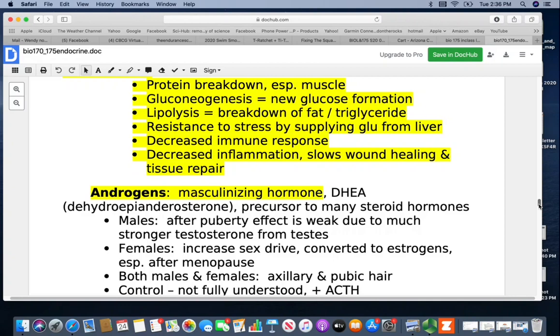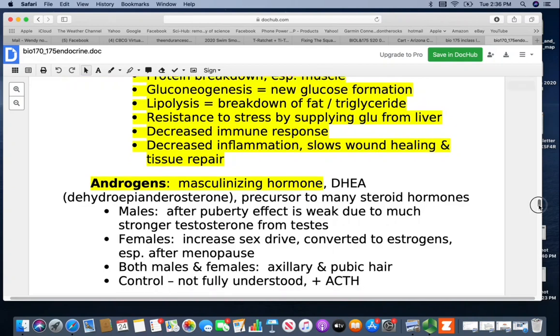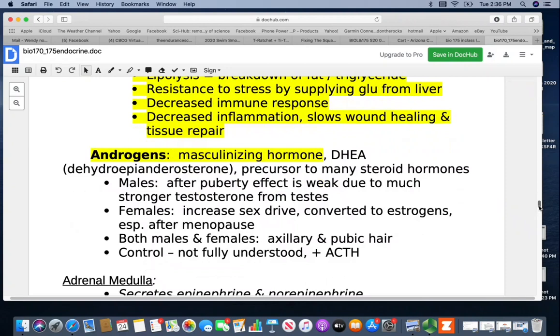The effects of this in males after puberty are pretty weak because they're going to be producing testosterone from the testes, which is much stronger at masculinizing. In females, it will increase the sex drive. Excesses of it can be converted into estrogen, particularly after menopause. In both males and females, it will lead to the development of axillary and pubic hair. The control of it is not fully understood.